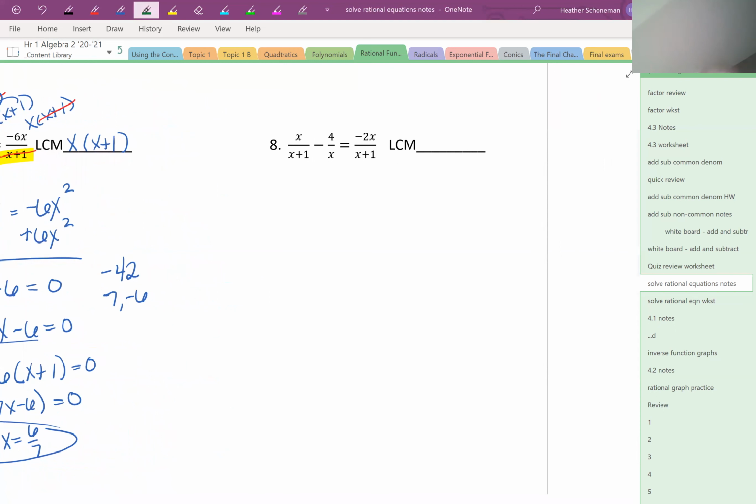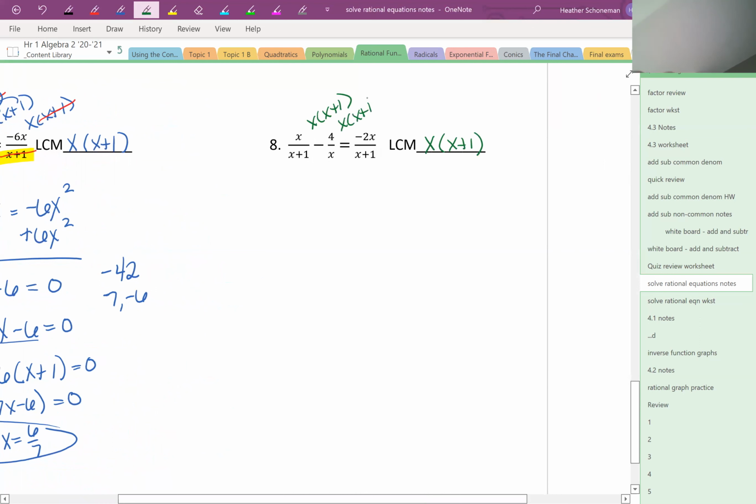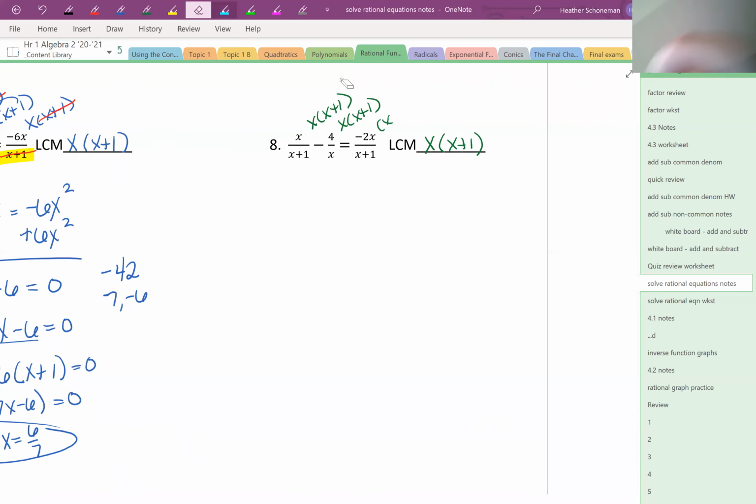All right. Number 8, nothing needs to be factored, but you have more than one thing. And the least common multiple needs to have everything represented. You're not going to do multiples of something. You're just going to represent everything. So my least common multiple will be x times x plus 1. So now I'm going to multiply everything times x plus 1. Oops. Except I just miswrote that.